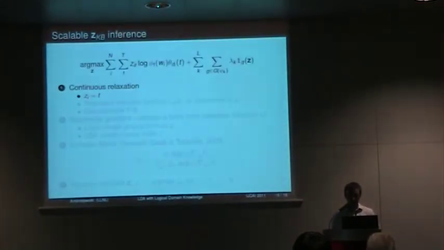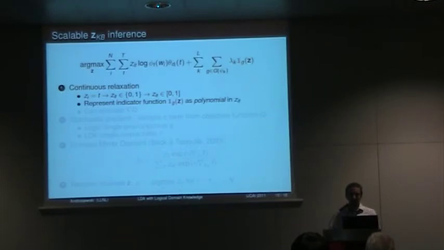So this is the log likelihood function that we want to optimize with respect to the latent Z. And we're going to say that Zi equals T, Zit becomes a binary value: is the ith word assigned to the tth topic? We're going to relax that to continuous.